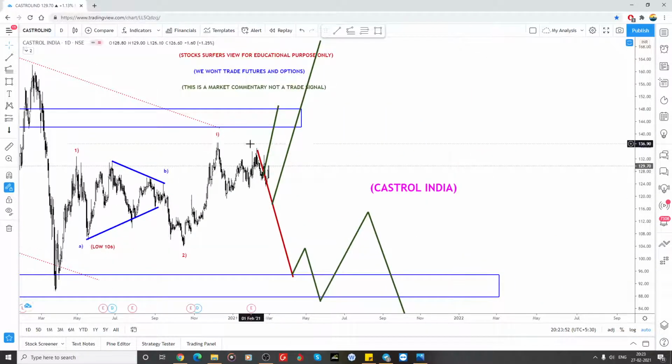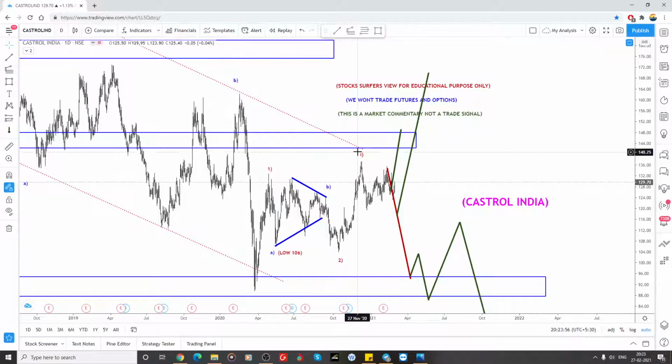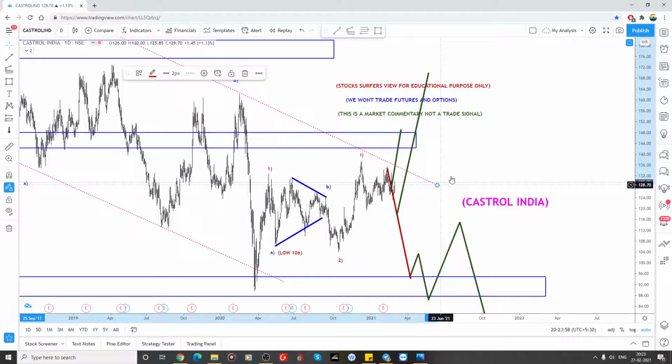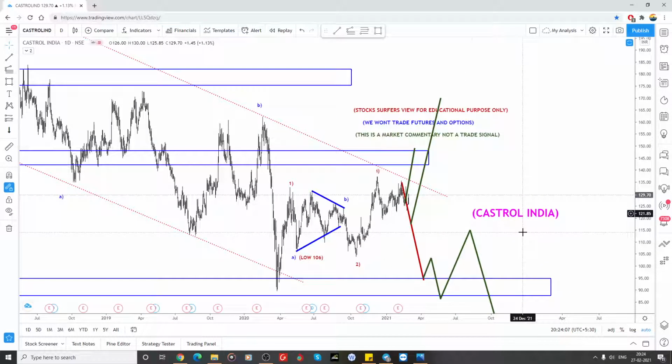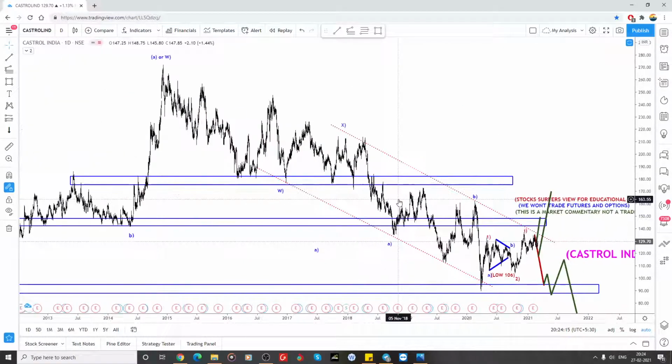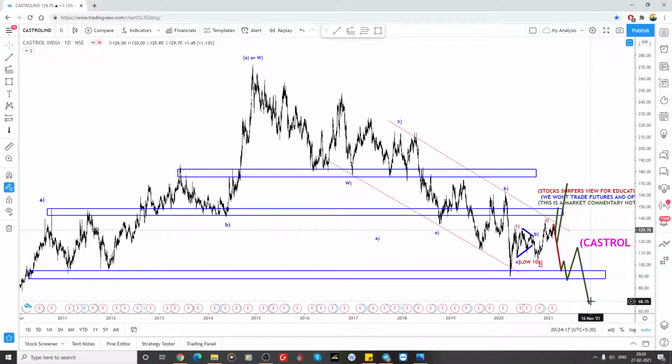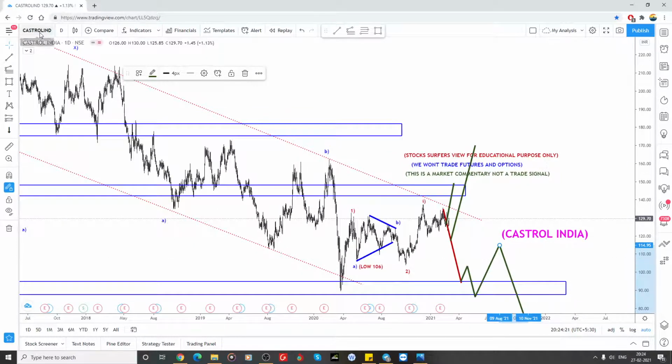So here we need to break above that 138, and it has to break above this channel, and it needs to close above on the daily basis. Then that will be considered bullish. Until then, if it doesn't break, there is a lot of chance of making one more wave like this for the Z wave, nearly to the 80 to 90 something. So let's see Castrol.